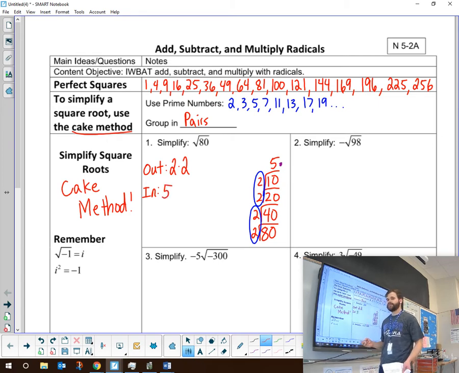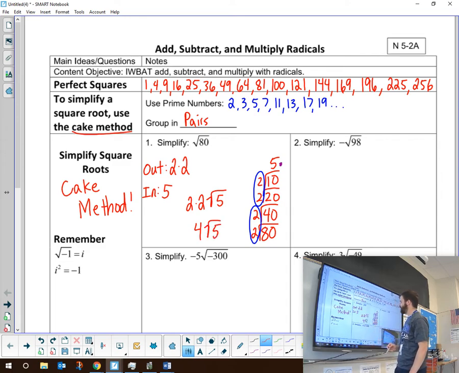So here's how it works. We're going to write it out. On the outside, we're going to write 2 times 2, times on the inside the square root of 5. Then we're going to multiply the stuff that I have out here. If I have more than one thing on the inside, we're going to multiply that together. And we're going to get our final answer. 2 times 2 is 4, and so this is going to be 4 times the square root of 5.